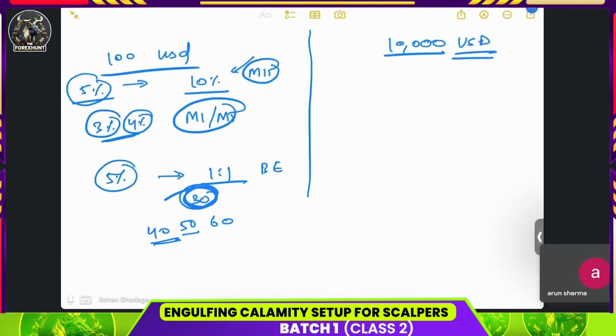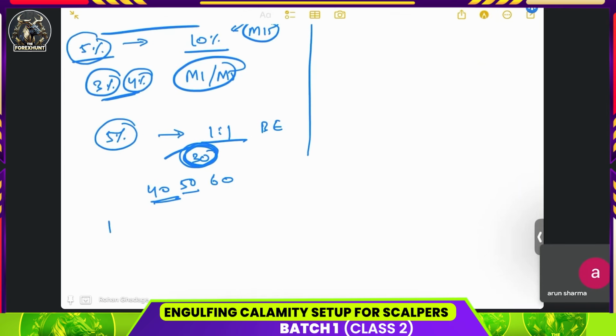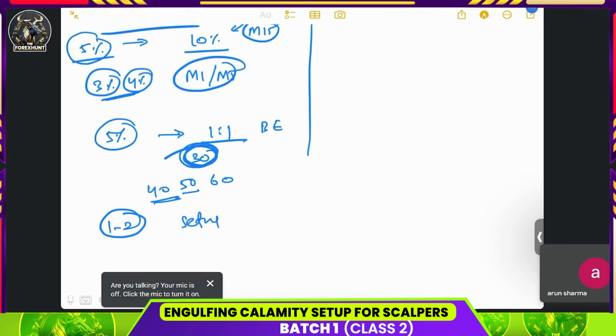Okay, only focus on 1:2 setups every day, 1 or 2 setups every day. But focus on quality setups. If you want to grow your small account, and you have 100, 200 USD, focus on M15 only. If you have a bigger account, you can go for M5 as well, because you have to risk little.